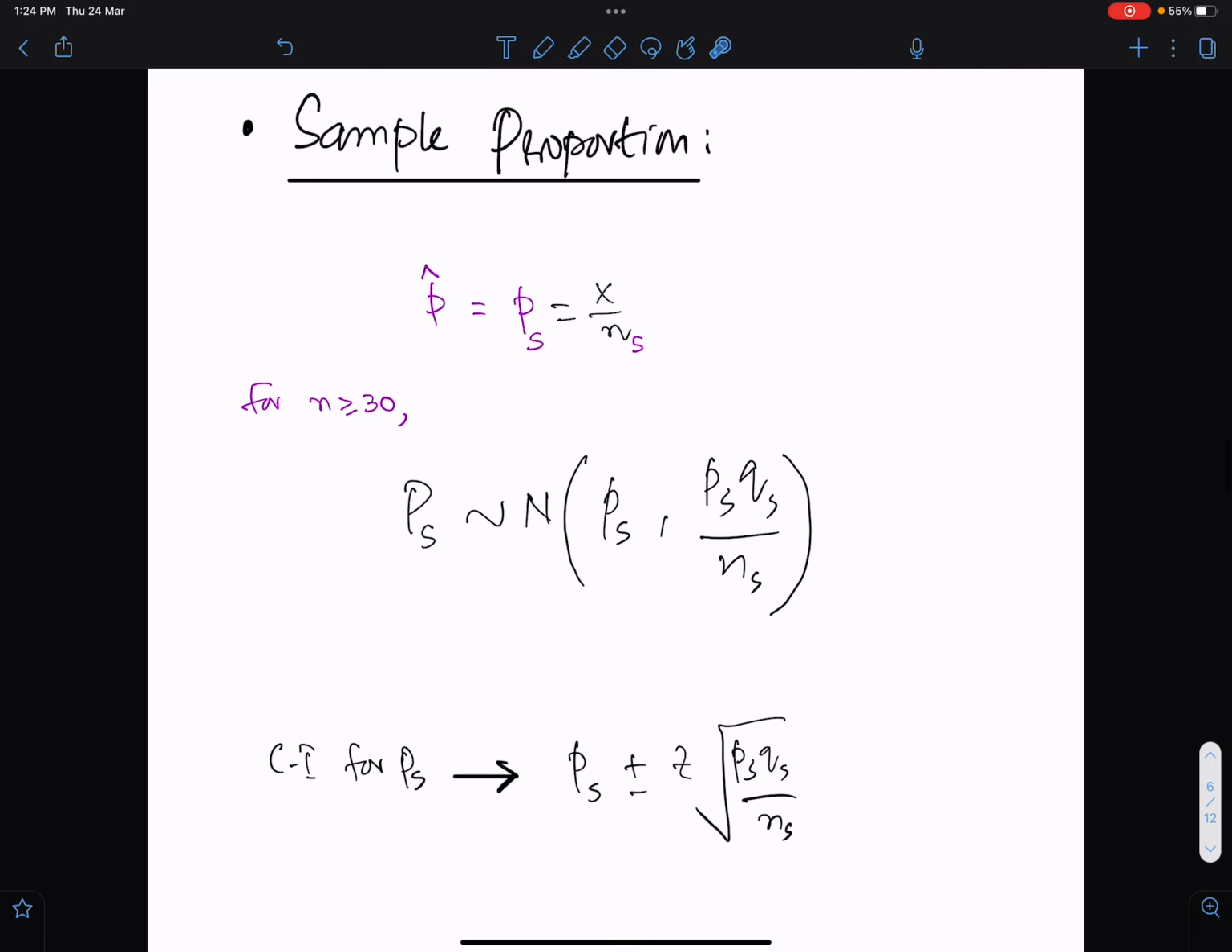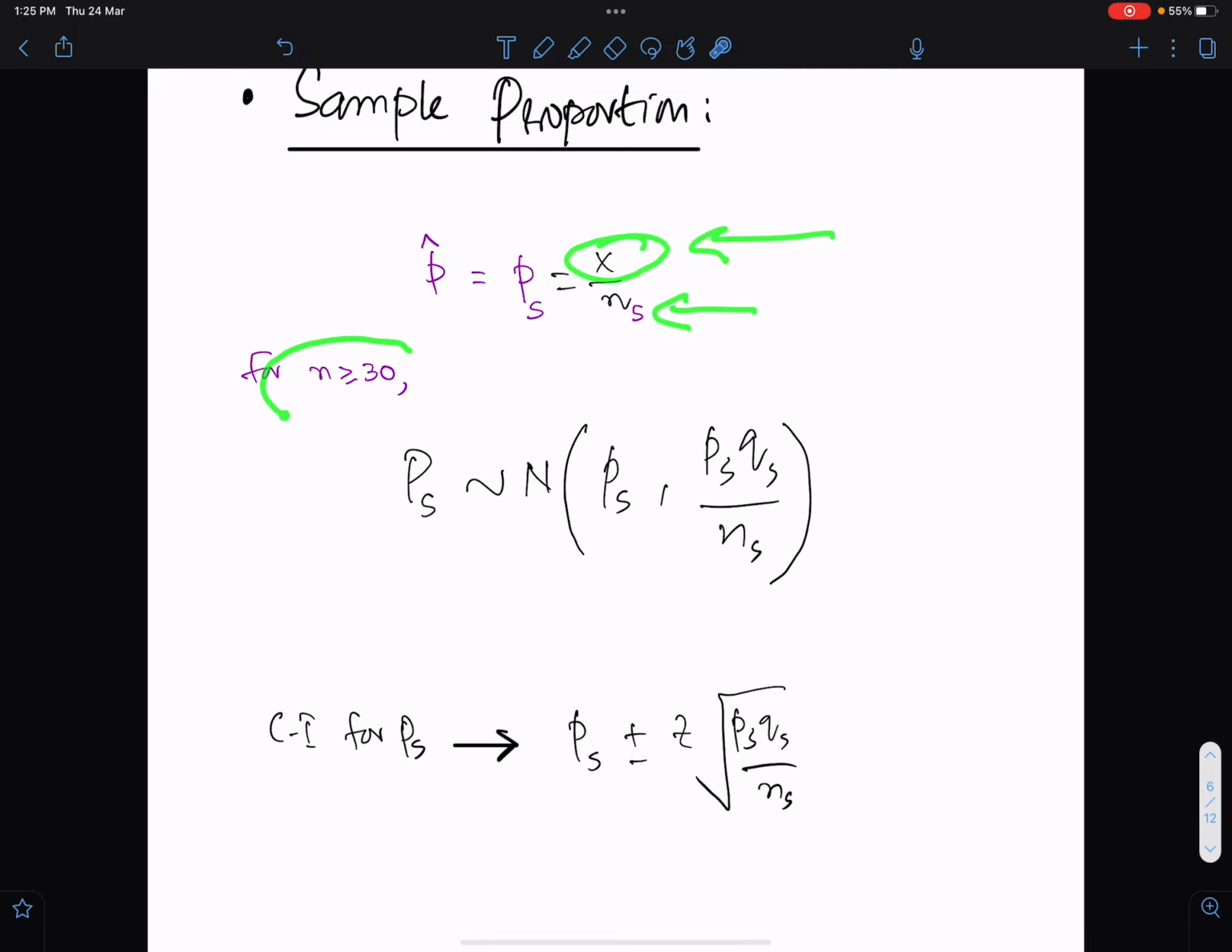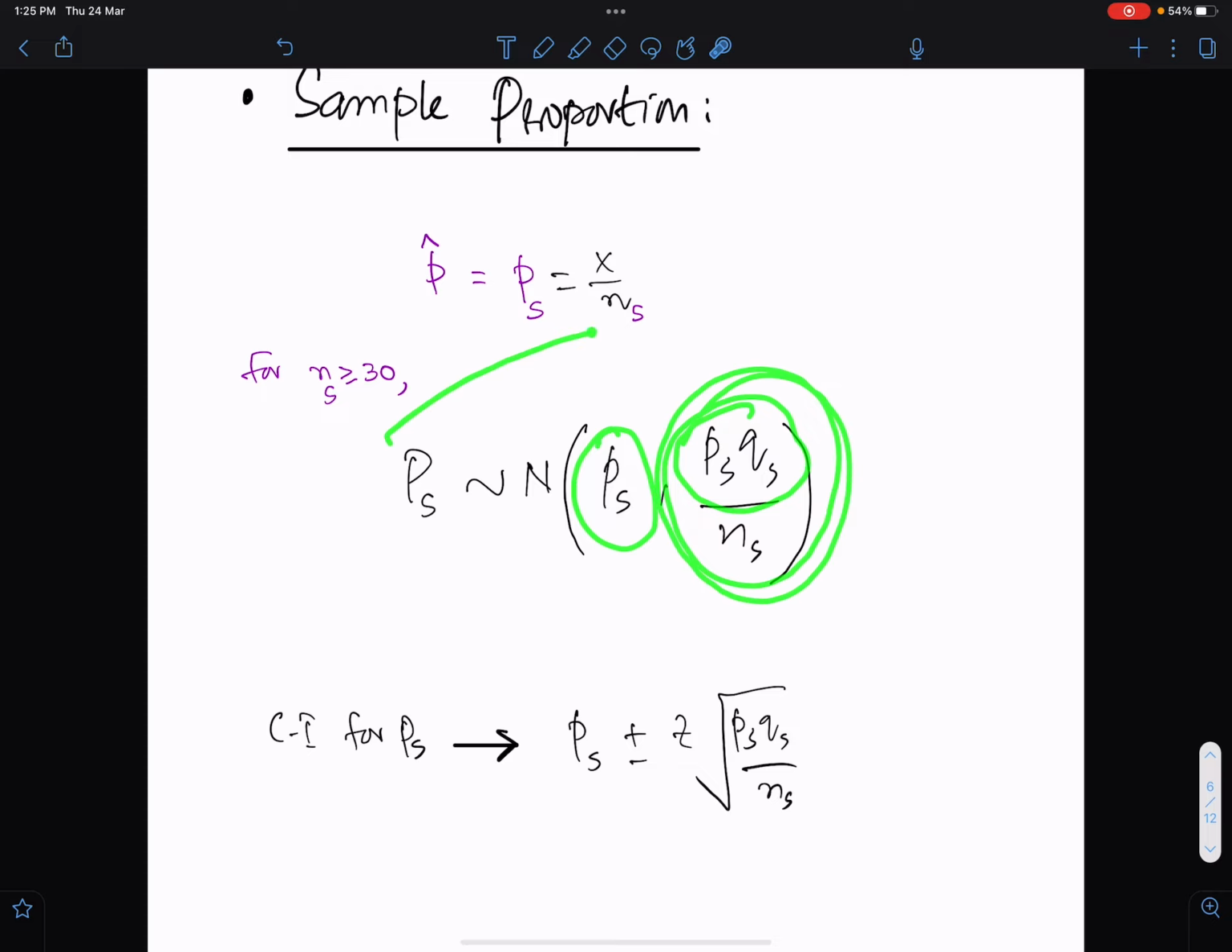The next thing, sample proportion. This is the formula of sample proportion. And this is the unbiased estimate of population proportion, and this is equal to sample proportion. X means frequency of requirement and NS means sample size. Well, for large sample size, for n greater or equal to 30, sample proportion, this PS, is approximately normal. And this is the mean of sample proportion, and this is the variance of sample proportion.